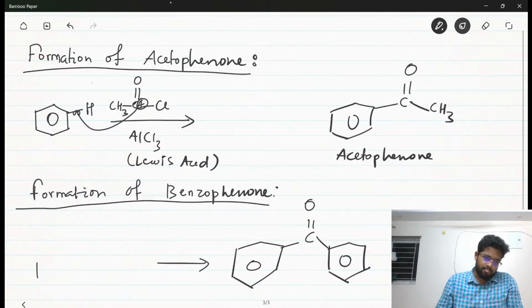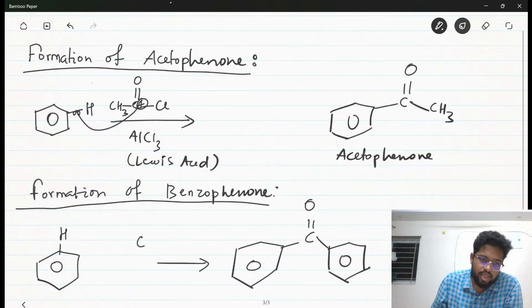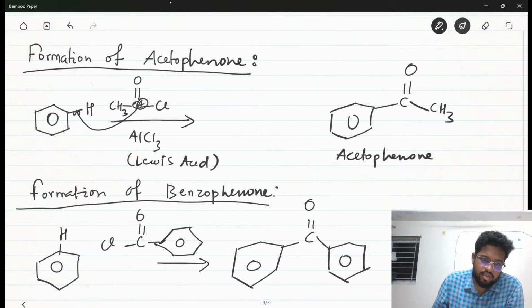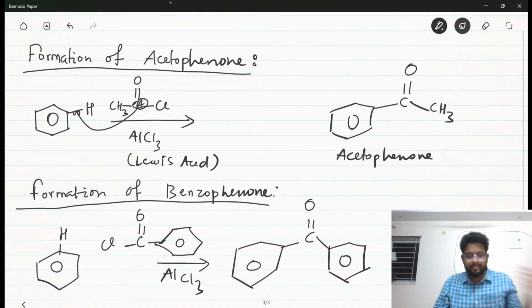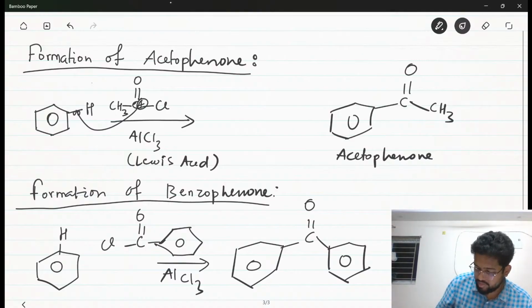So to prepare benzophenone, same combination on benzene ring, but now here you have to have Cl and another benzene ring on this side in presence of AlCl3. So your product will be benzophenone. That's it.